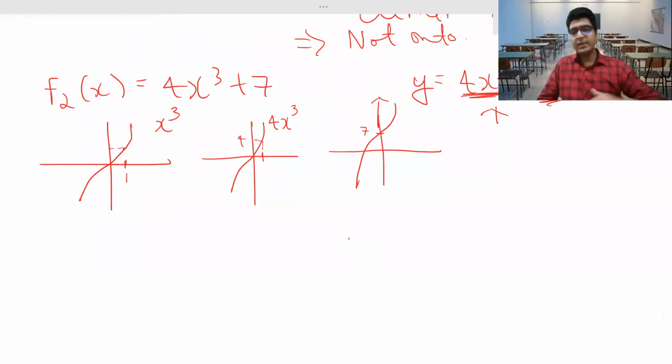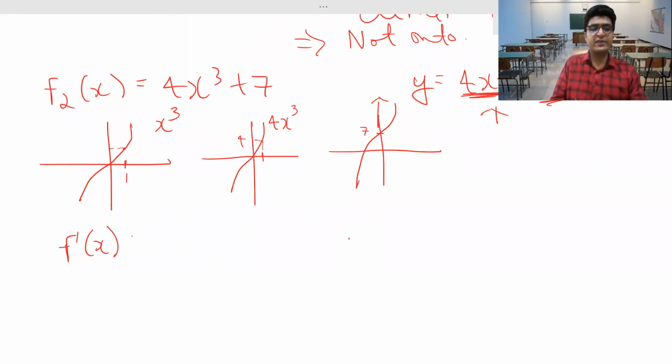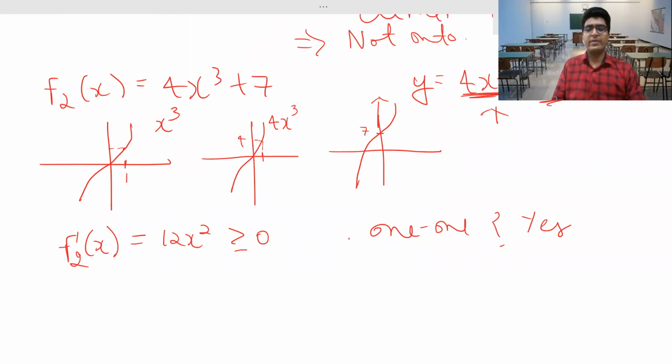So clearly it is a strictly increasing function. If I find the derivative of this function, it is equal to 12x square, which is strictly positive for all x except 0, and at 0 it is equal to 0. So it is a strictly increasing function with derivative being 0 at 0, which directly means that it is a 1-1 function. So 1-1, yes.